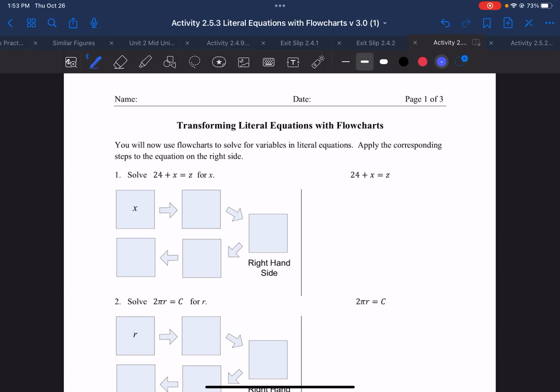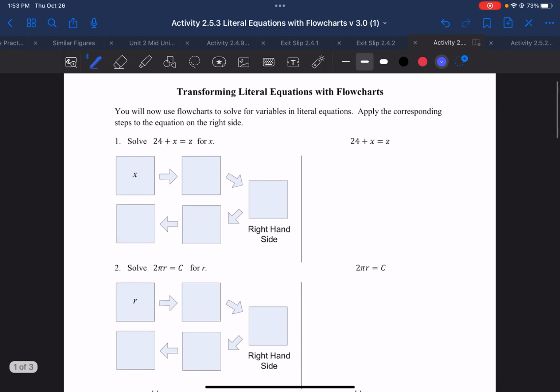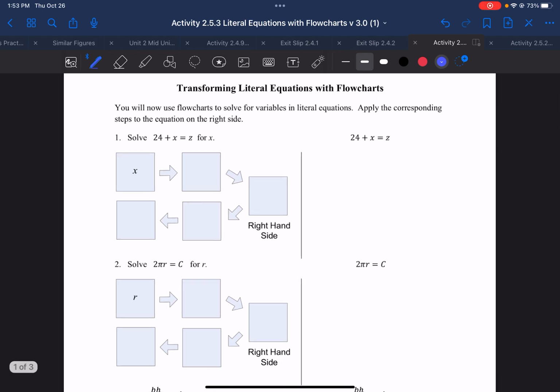Hey everybody, so today we are going to be doing two worksheets, starting with this one, 2.5.3 Literal Equations with Flowcharts. The title says Transforming Literal Equations with Flowcharts. So we're learning about literal equations, and by the end of today's lesson, your goal is to be able to solve literal equations. So let's jump into it and you'll see what I mean with that.